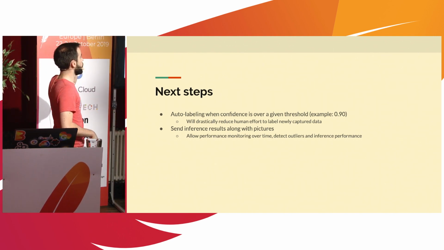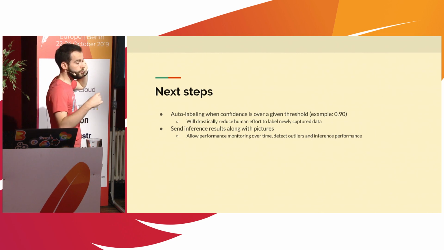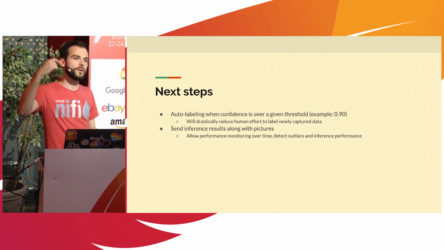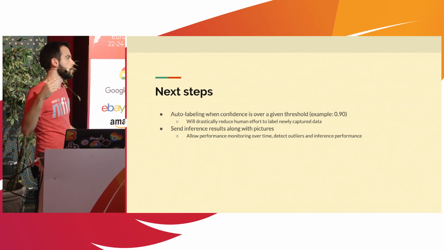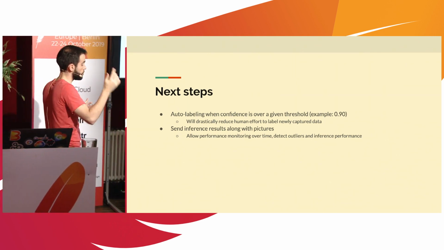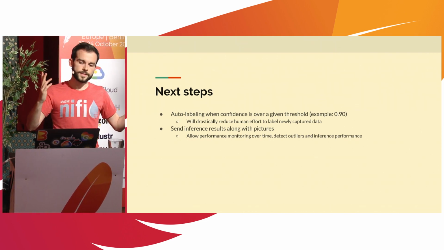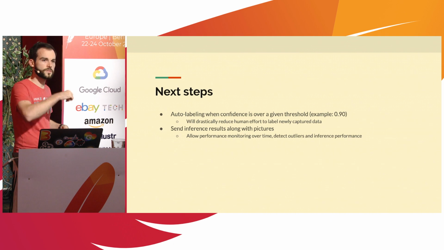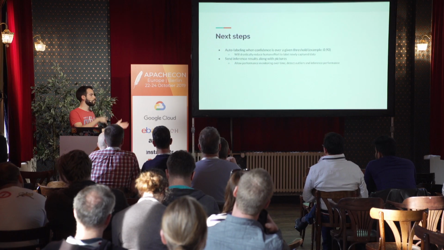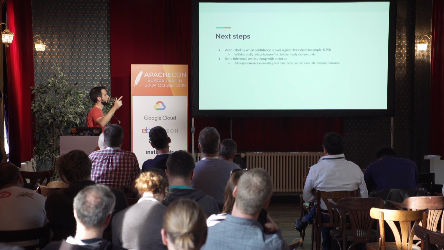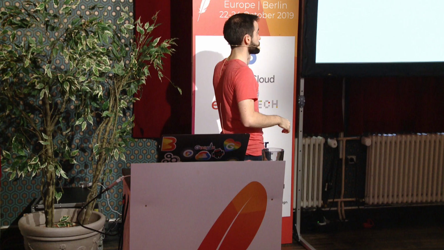So first, what I'm going to do is to automatically label the data if I'm confident enough on the labels that I inferred on the picture. So for instance, if I take a picture of a cookie which is okay, and I'm confident at 99% that the cookie is okay, I don't want someone to label it. I want to push it into Google Cloud Vision directly with the label and take it for the next training of my machine learning models.